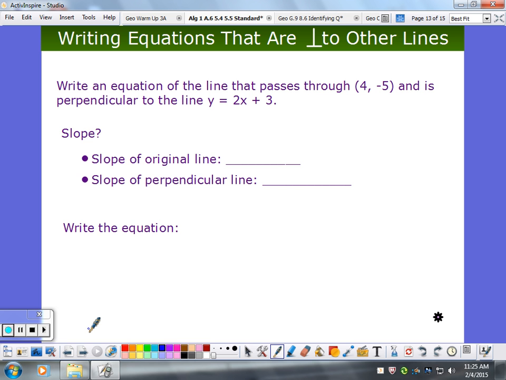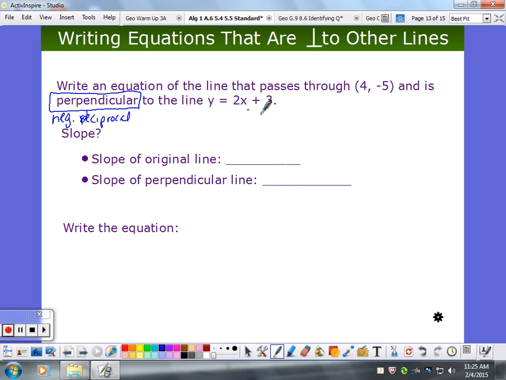Alrighty, let's write an equation, another example. Write an equation of a line that passes through 4, -5, and is perpendicular to this other line. When you see these, make sure you understand if you're finding parallel or perpendicular. I like to circle that keyword, parallel or perpendicular, and if it helps, write a little note. Perpendicular is going to be the negative reciprocal slope. If it's parallel, I would write same slope.